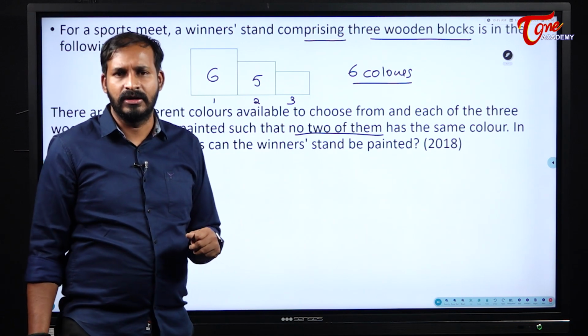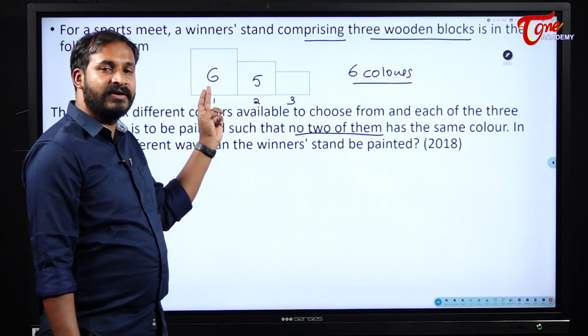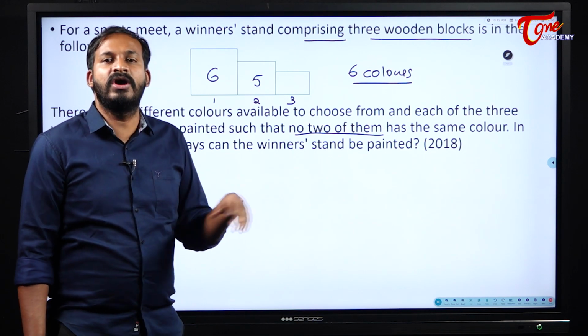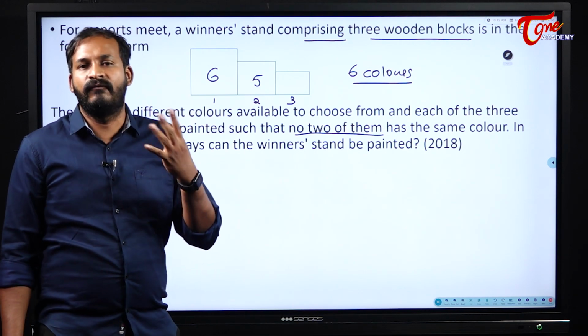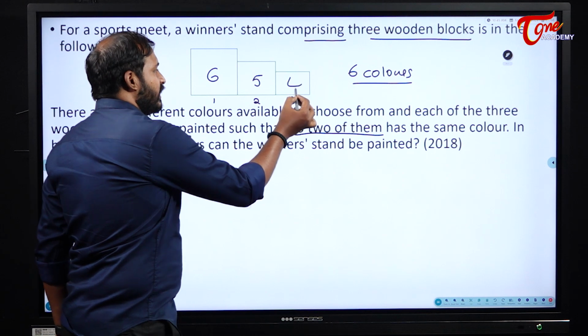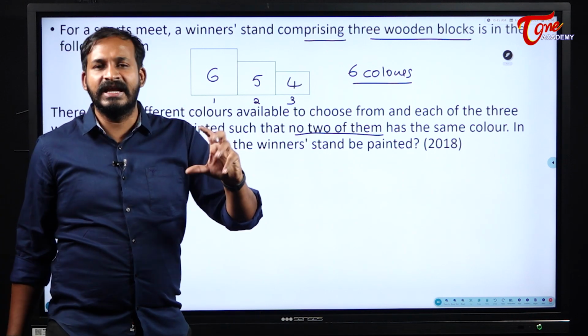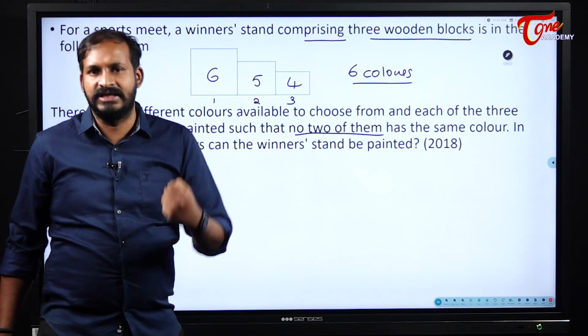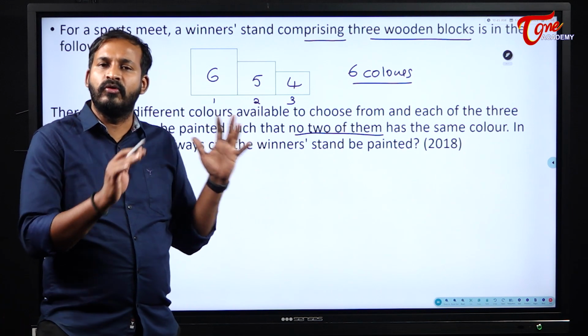Coming to the third block. Already we used 2 colors, my first block and my second block. So I will be left with how many colors? 4 colors. So I will write the 4 here. This is indirectly the letters without repetition. That one and this one both are the same.